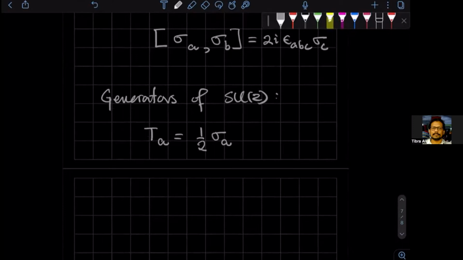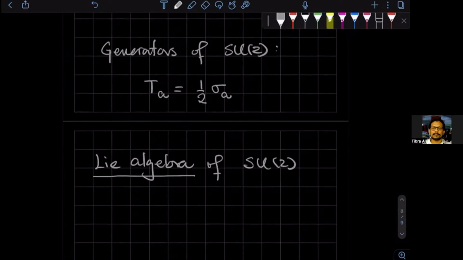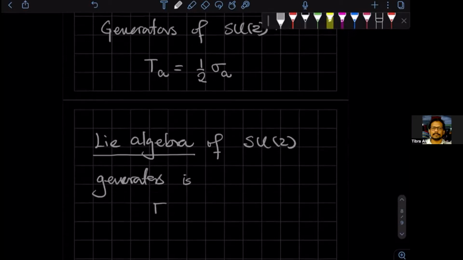If we do this, then the Lie algebra, and I will formally define what a Lie algebra is today, the Lie algebra of SU2 generators is given by the commutator of T a, T b is equal to i epsilon abc T c.